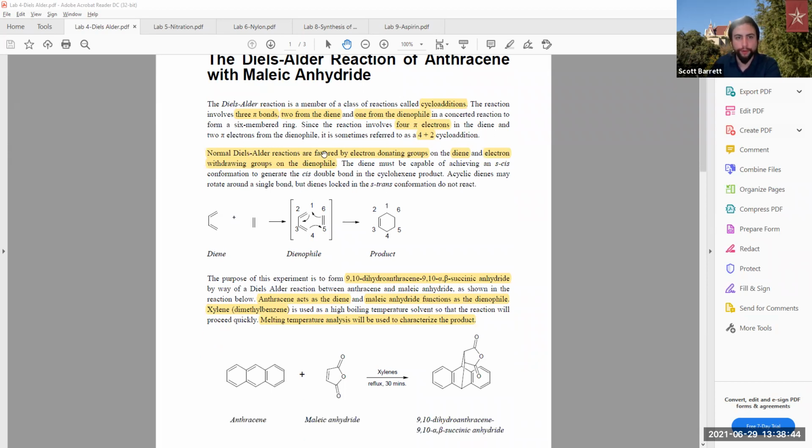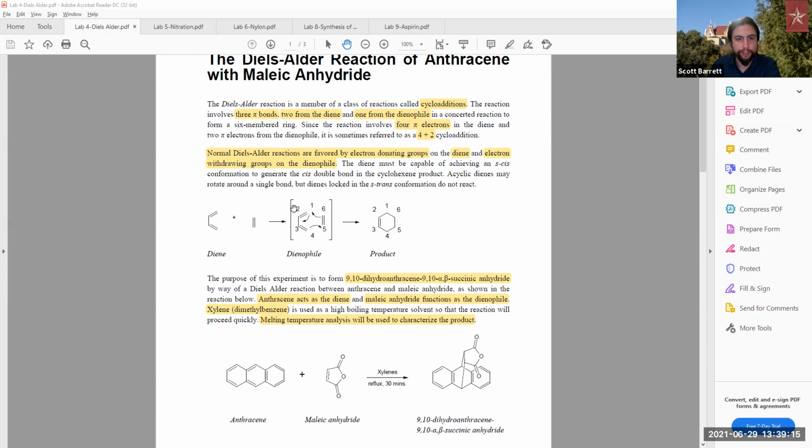So normal Diels-Alder reactions are favored by electron donating groups on the diene, which is on the left here, 2 pi bonds, and electron withdrawing groups on the dienophile, the 1 pi bond that's going to be reacted with. And we can look at a chart after this that'll show electron donating groups and electron withdrawing groups that can commonly be found on dienes and dienophiles. And so this is the basic schema, and I'll show you the reaction in another screen here shortly.